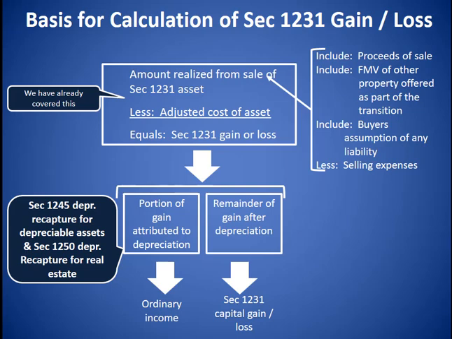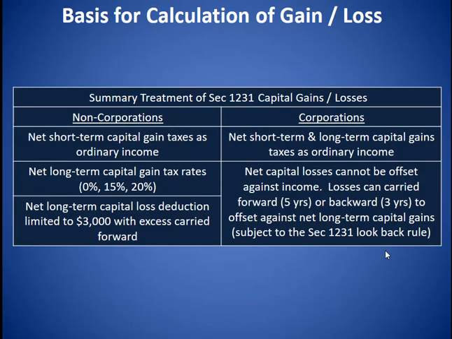Now let's take a look at how Section 1231 capital gains or losses are treated. Here's a summary table of the treatment of Section 1231 capital gains and losses, and it's split into non-corporations versus corporations. Under non-corporations, net short-term capital gains are taxed as ordinary income. For corporations, net short-term and long-term capital gains are taxed as ordinary income.